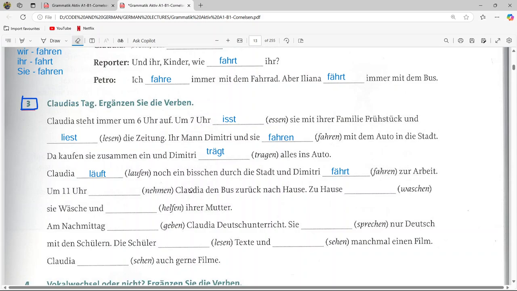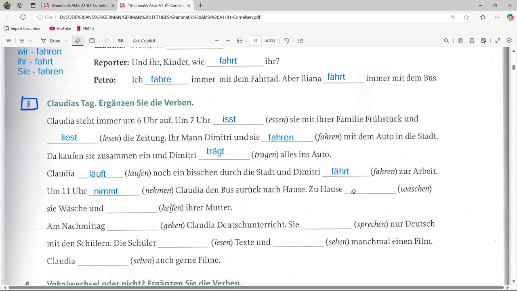Um 11 Uhr. So it is about Claudia. So this Claudia is replaced with sie, like in English it is she. So what is the conjugation of nehmen for this one? Nimmt. Okay. So um 11 Uhr nimmt Claudia den Bus zurück. So at 11 Claudia takes the bus back to the house. So nach Hause. Zu Hause.